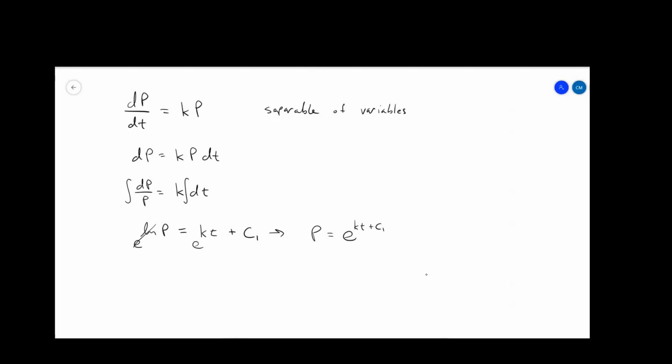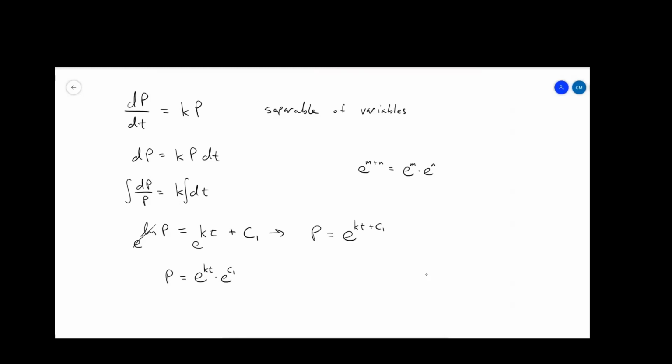Now on the right side, we just remember our properties of exponents here. If I have e to the power of m plus n, remember how that can be written. That can be written as e to the m times e to the n, right? That's a property of exponents. And so what we can do here is say p is equal to e to the power of kt times e to the power of C1, just by that property of exponents.